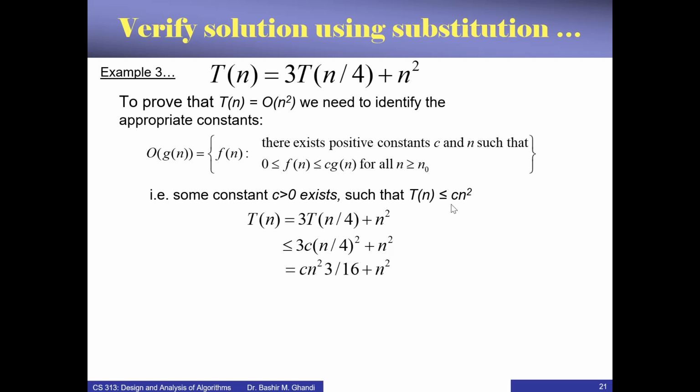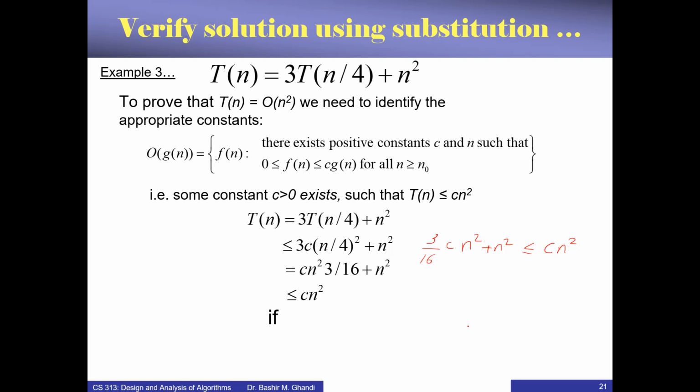So if you expand this, this is going to be 3 over 16 cn squared plus n squared. So finally our cn squared is coming out. The question is, when can we say this is less than cn squared? Because that's what we want. When is 3 over 16 cn squared plus n squared going to be less than or equal to cn squared?